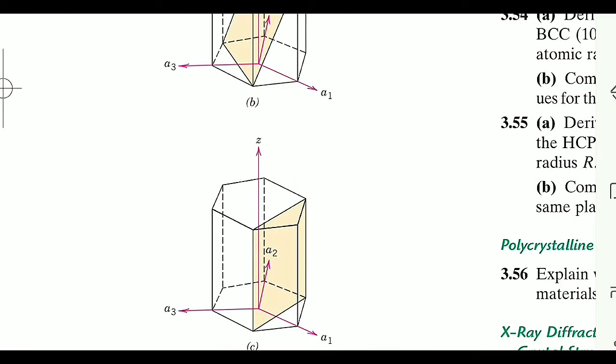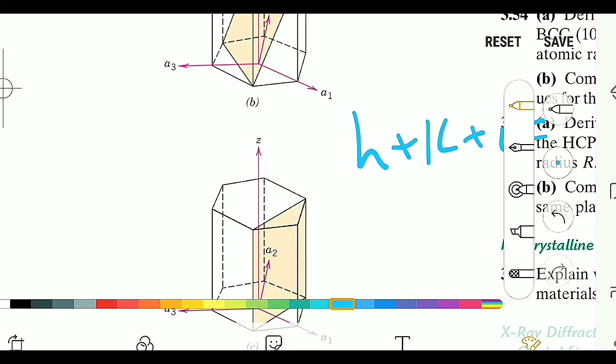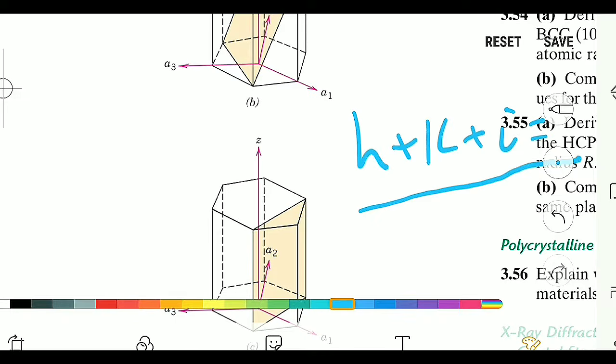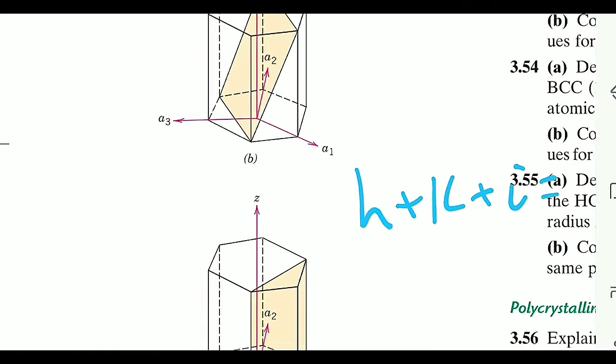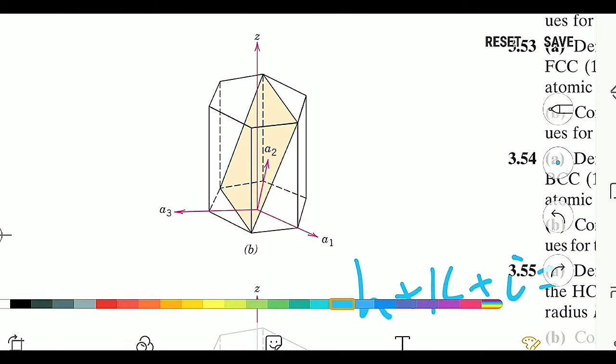Okay, h plus k plus i equals 1, and remember that this equation holds for the Miller indices, not for intercepts. So first of all, if you want to know the value of i, which is the index corresponding to the a3 axis, what you have to do is first find out h and k, taking the inverse of the a1 and a2 intercepts.